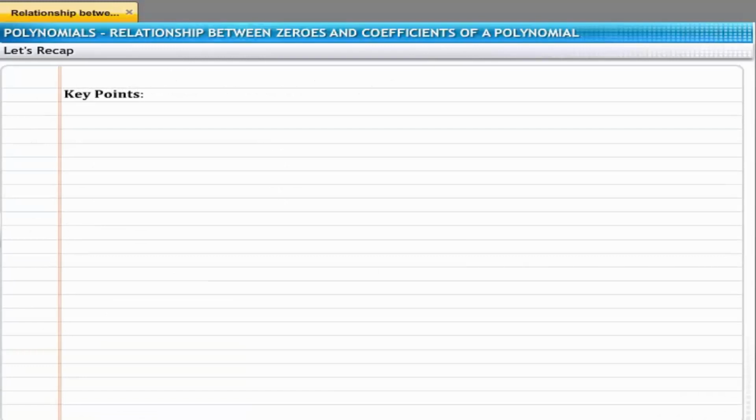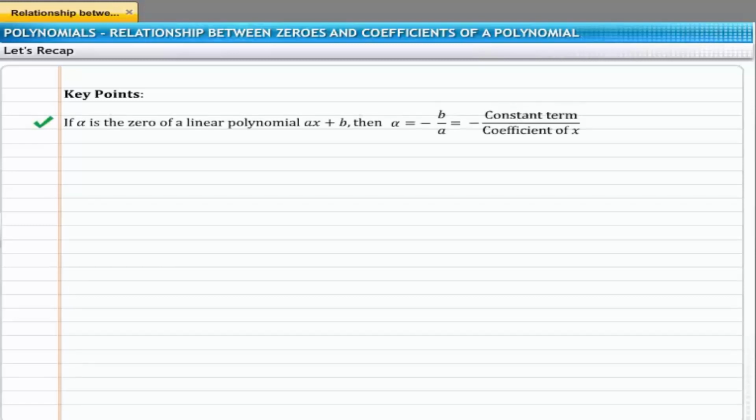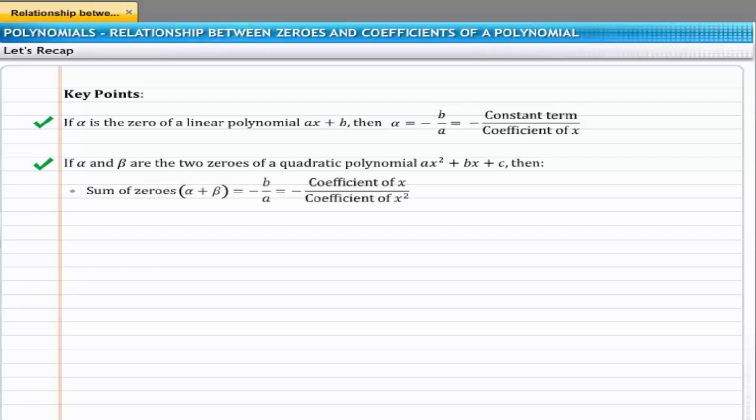You have reached the end of this section. Before moving on to the next section, let's recap the key points covered. The zero of a linear polynomial is equal to the minus of its constant term divided by the coefficient of x. If alpha and beta are the two zeros of a quadratic polynomial, then the sum of the zeros of a quadratic polynomial is equal to the minus of the coefficient of x divided by the coefficient of x square. And the product of the zeros of a quadratic polynomial is equal to the constant term divided by the coefficient of x square.